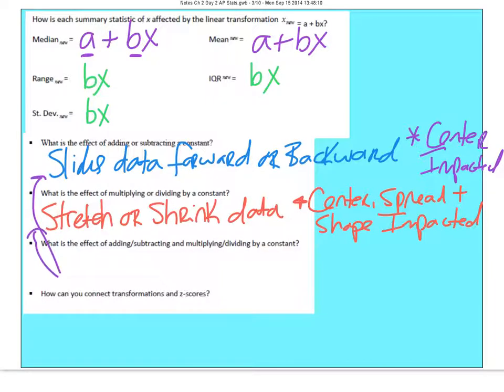Now, what can we do? Can we connect the transformation with a z-score? Absolutely. A z-score basically is a transformation. It's a standardization of our data. So remember, this was our z-score in terms of the population information. What we did here is we subtract the mean, which is a slide, and we divide by the standard deviation, which is a shrink or a stretch on the data. So these two components are transformations of the data.